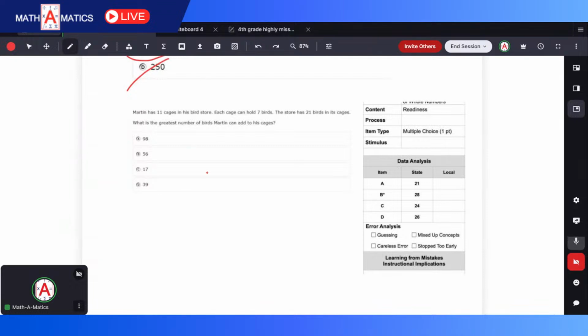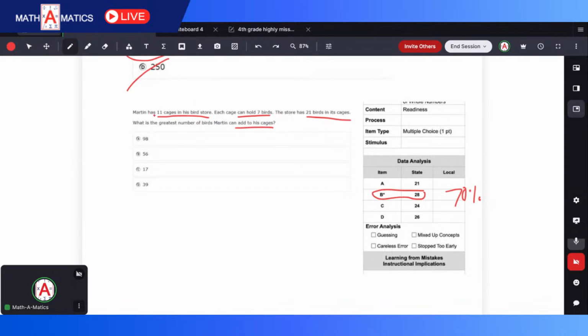Here we are on our third grade test on this one. 28% of the state got this correct. So that means about 70% of the whole state of Texas third graders did not get this correct. So let's see what happened here. What is this problem all about? Martin has 11 cages in a bird store. Each cage can hold 7 birds. The store has 21 birds in its cages. What is the greatest number of birds Martin can add to his cages?